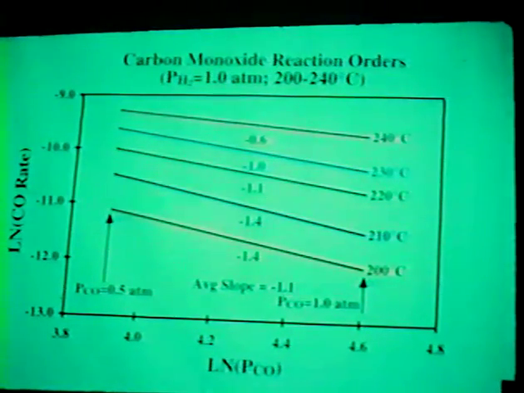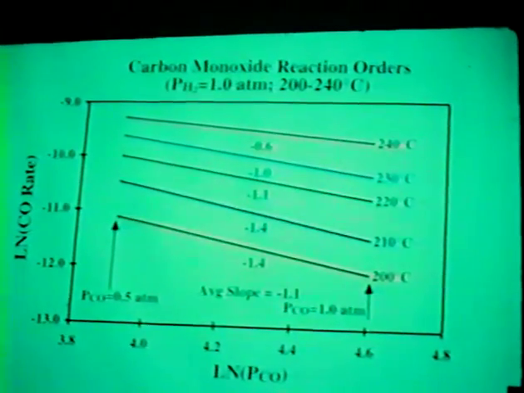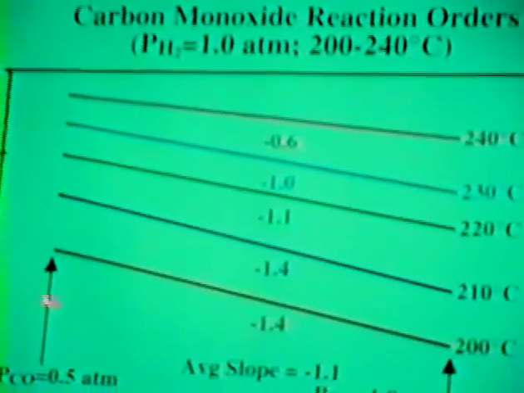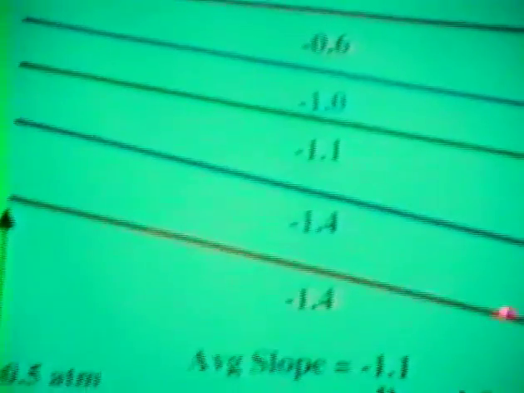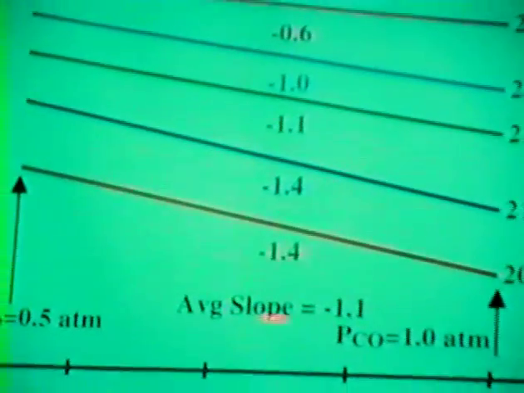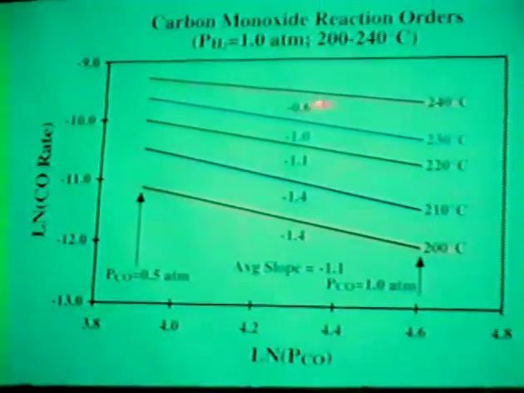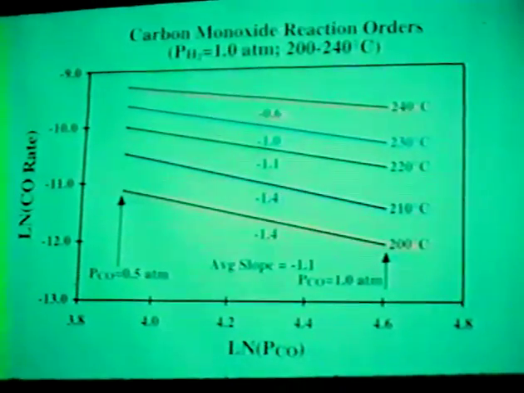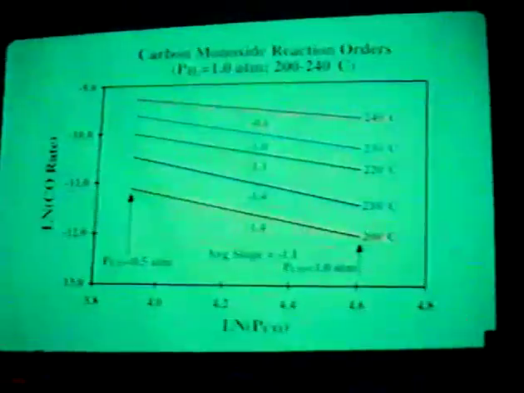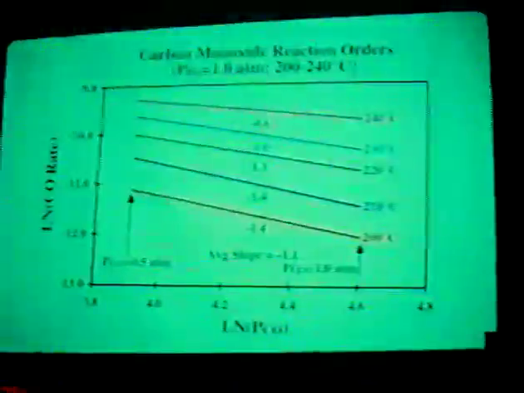Looking now at the carbon monoxide effect, keeping the hydrogen partial pressure constant at 1 atmosphere, we see negative effects. As the CO partial pressure is increased from 1/2 an atmosphere to 1 atmosphere, we see a decrease in the overall rate, with the orders of reaction for CO ranging from -0.6 to -1.4. An increase in the hydrogen concentration to 1.5 atmospheres led to similar data, with the magnitude of these values about half of what they are in this one.